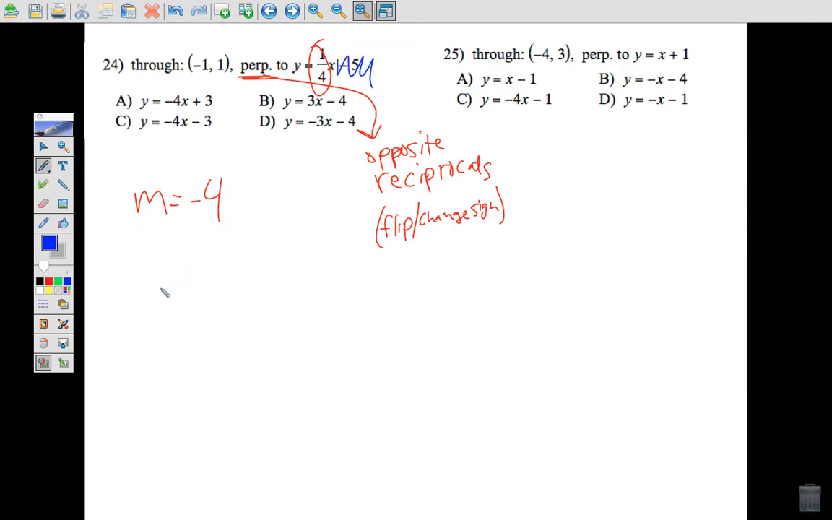And when you're setting up this one, you use your new slope, not the old slope. You don't use that at all. So when we're doing y equals mx plus b, we use the -4 for the slope. Our x is -1. And our y is +1. And then you solve for b.